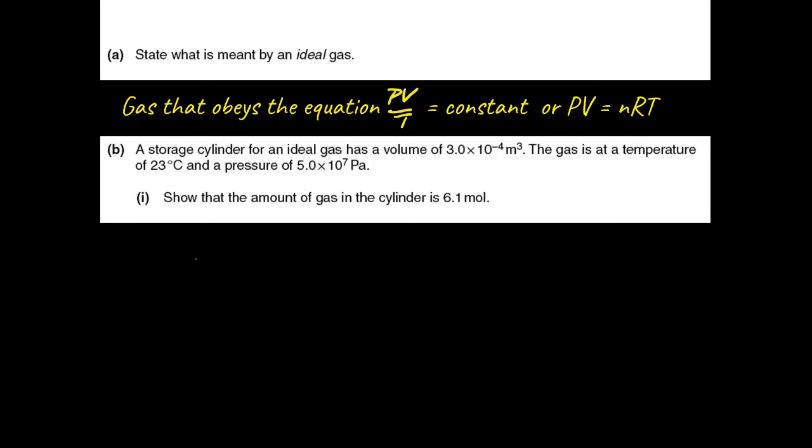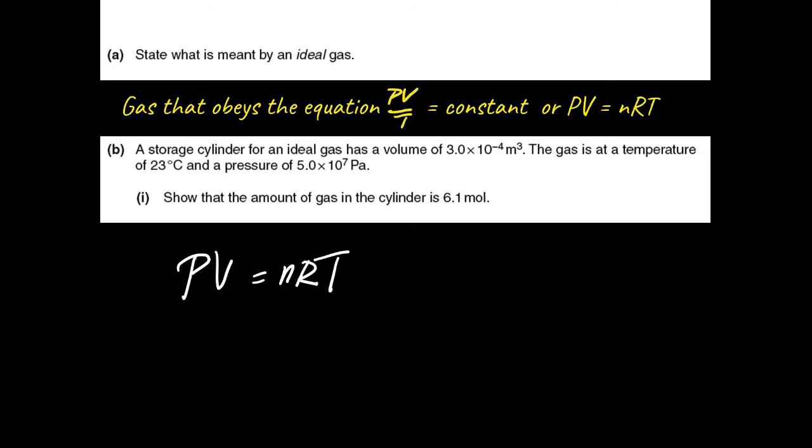A storage cylinder for an ideal gas has a volume of 3 times 10 to minus 4 cubic meter. The gas is at a temperature of 23 degrees Celsius and a pressure of 5 times 10 to 7 Pascal. Show that the amount of gas in the cylinder is 6.1 mole. It is an ideal gas, so we're going to use the ideal gas equation PV equals nRT.